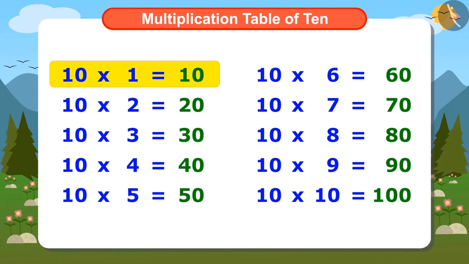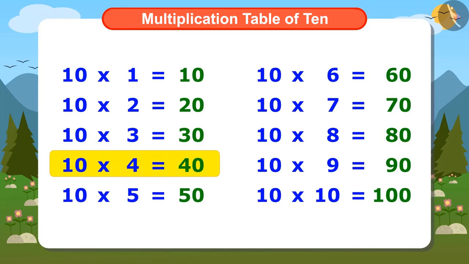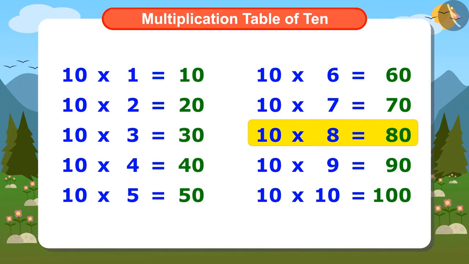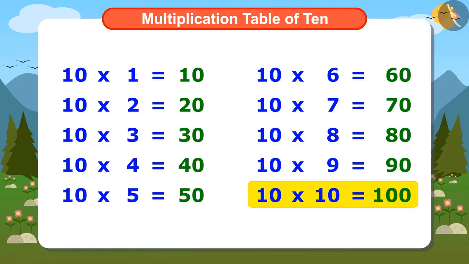1 tens are 10, 2 tens are 20, 3 tens are 30, 4 tens are 40, 5 tens are 50, 6 tens are 60, 7 tens are 70, 8 tens are 80, 9 tens are 90, 10 tens are 100.